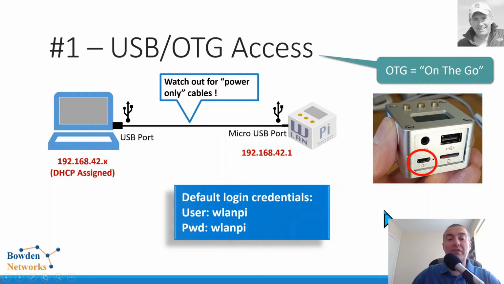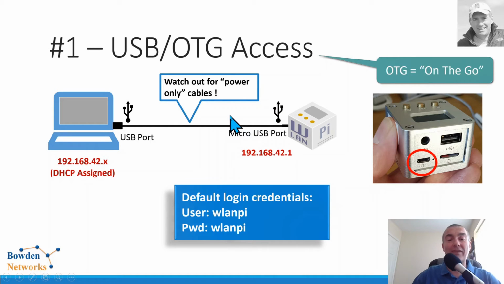As in all of the examples here, when we log into the WLAN Pi, the default login credentials we're going to use with a fresh image out of the box are username WLANPi, password WLANPi. You can go into the WLAN Pi and change it if you want to secure it a little bit, but just so you know what a fresh image looks like out of the box.